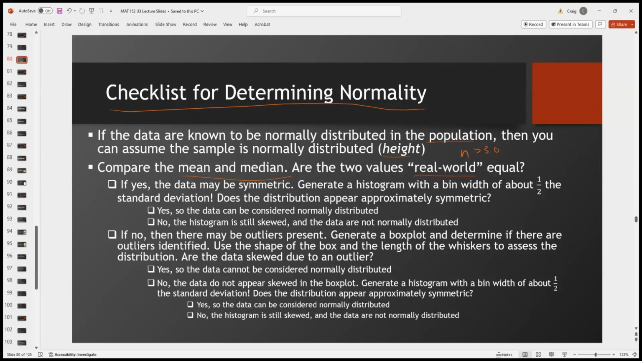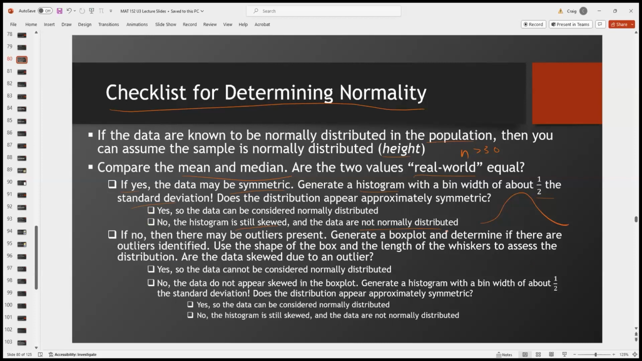If they appear to be equal, so if yes, then they might be symmetric. If the mean and median are pretty close to equal, or as I like to say, real world equal, then they're probably symmetric. So you can generate a histogram. Choose a bin width that's about 1/2 the standard deviation, and then look at it. Does it look like a bell curve? Does it look like it's symmetrically distributed? If so, then yes. If not, then it still looks skewed and it may not be normally distributed.